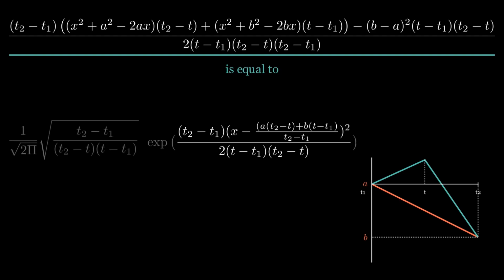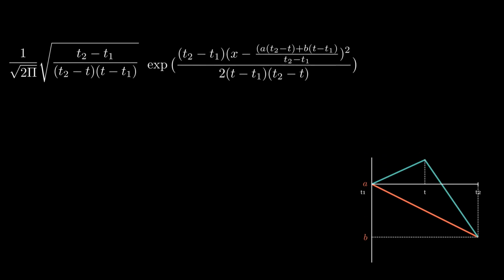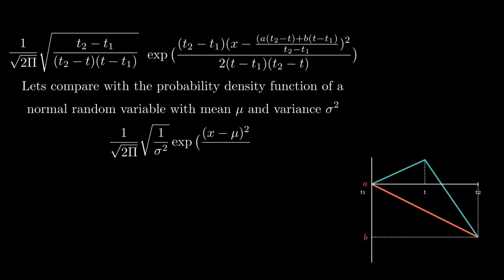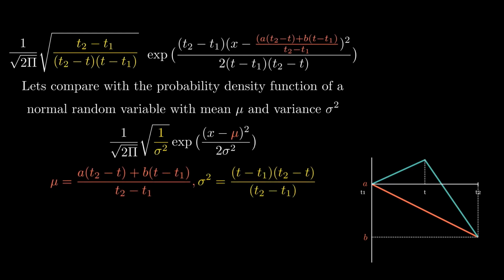Let's put back the exponential and the constant multiplier to get the final probability density. If we compare this with the normal density function, we see that the mean mu is a time-weighted average of a and b, and the variance sigma squared is as given.